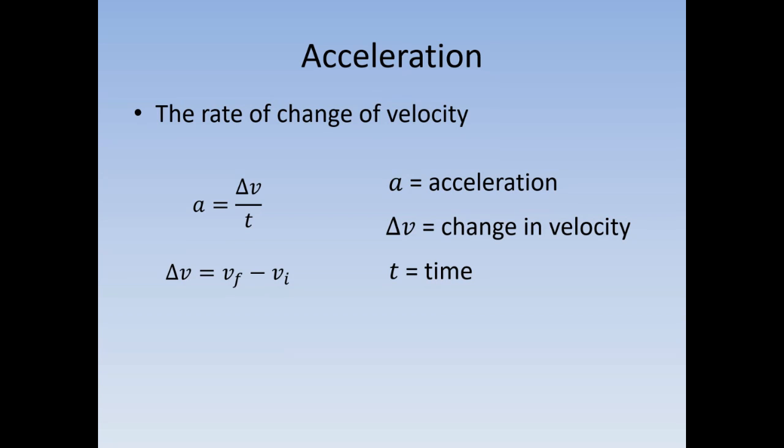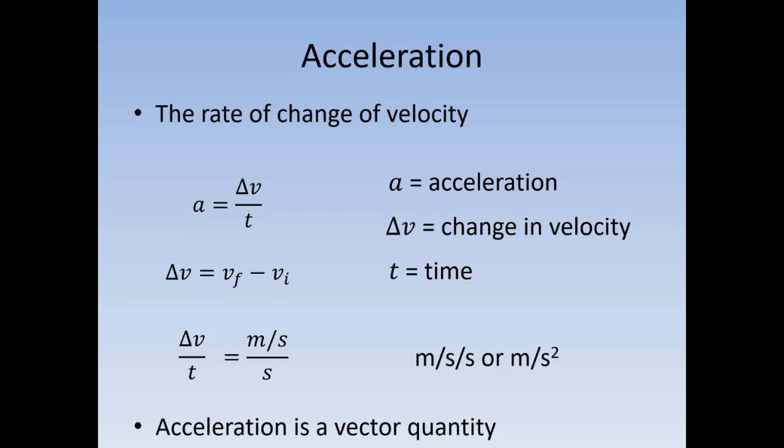But how do we label acceleration? Let's look at how this would work out. Acceleration is the change in velocity divided by the change in time. Velocity is labeled as meters per second, and time is labeled as seconds. This gives us our first really weird looking label of meters per second per second. A lot of times we'll see it written as meters per second squared.